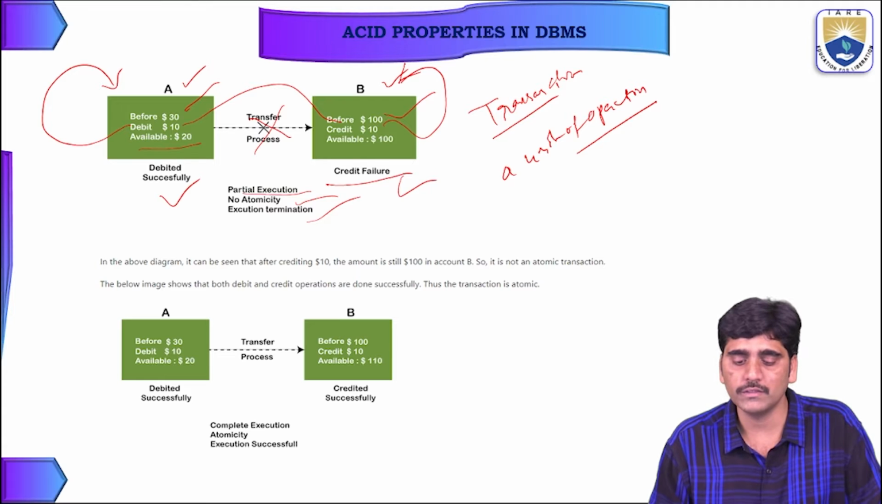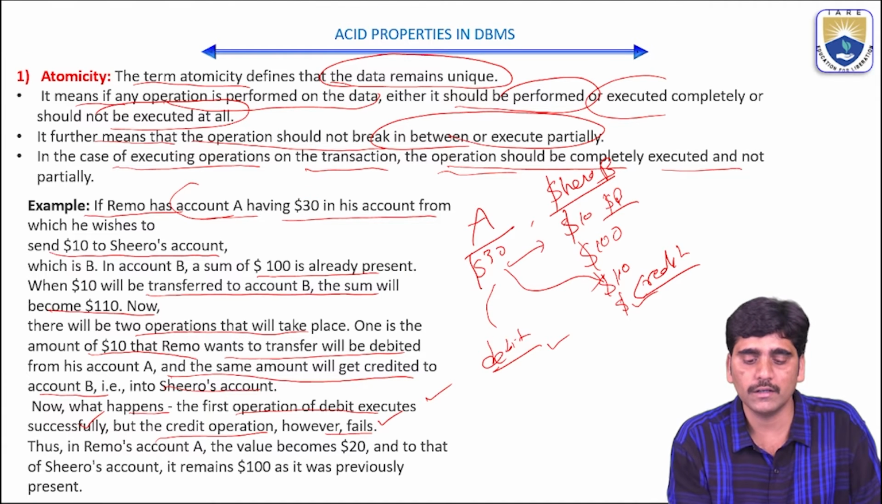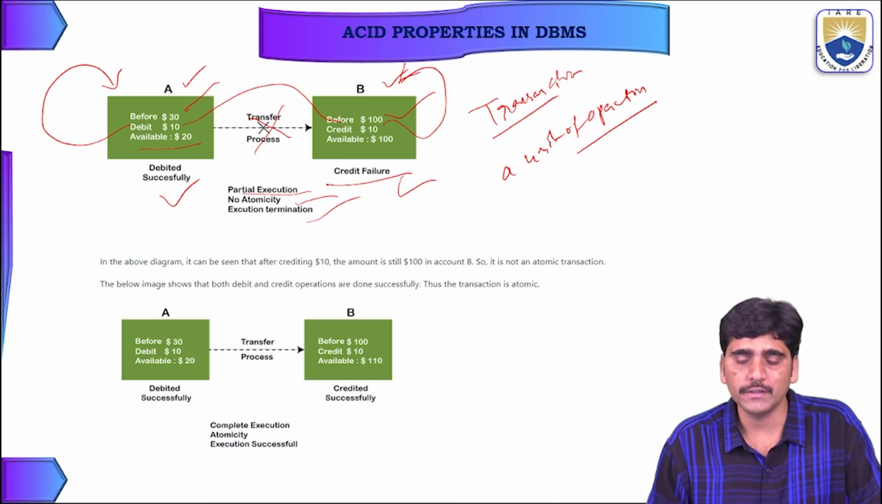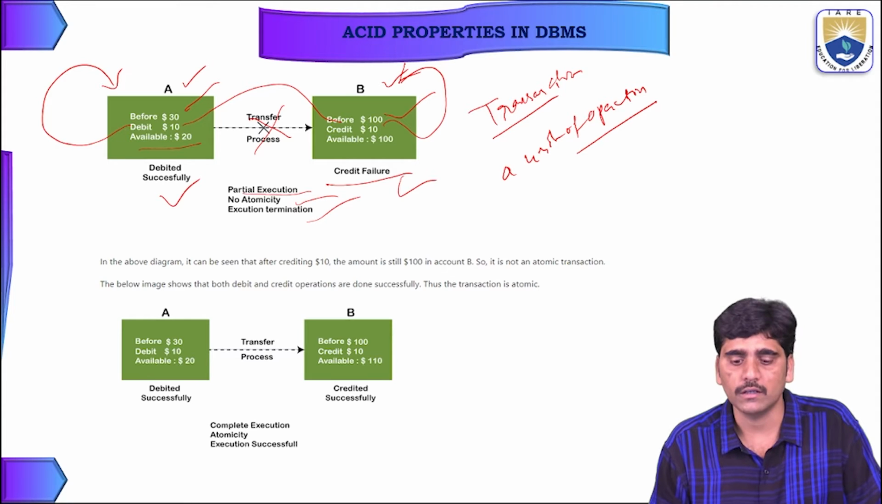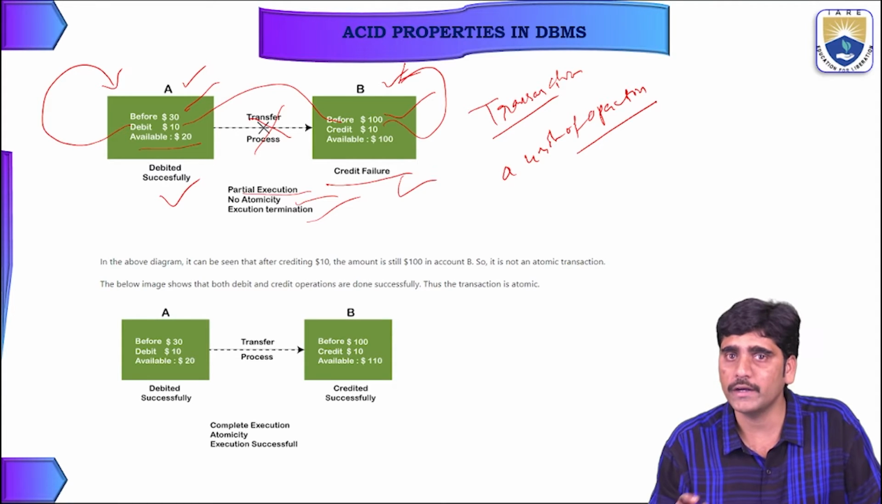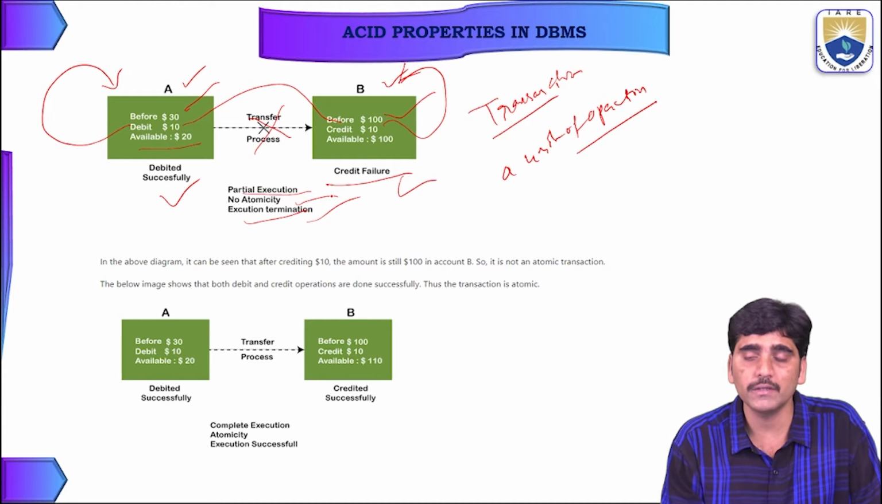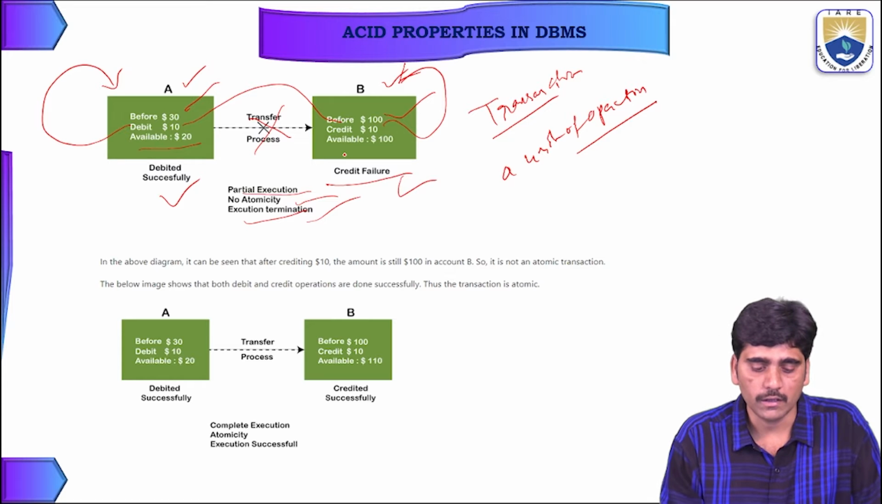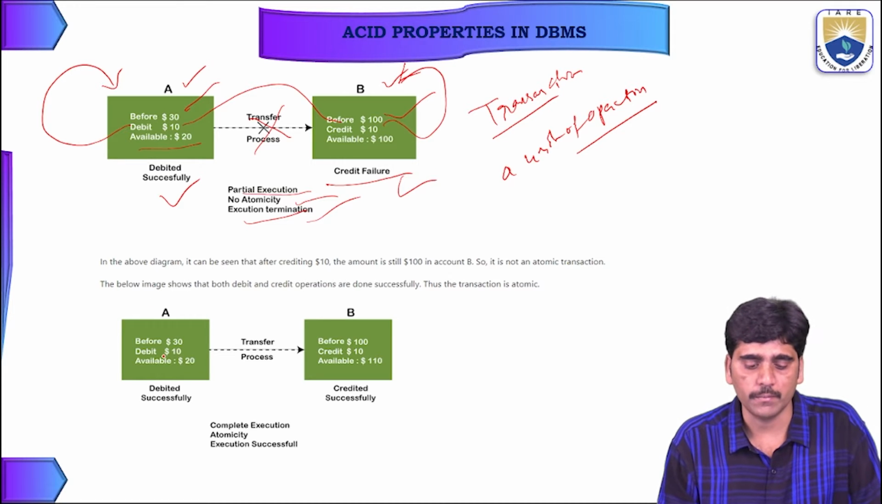Here, atomicity is nothing but the data should remain unique. Whenever you are doing a credit or debit operation, it should be consistent on both sides. If he performs the debit, this side is consistent, but when he performs the credit, this side is not. So that's why the atomicity property is not satisfied here. But we'll see in the next step what will happen.